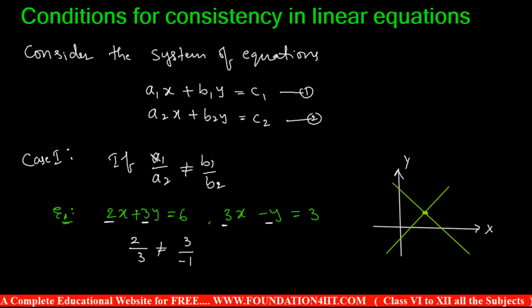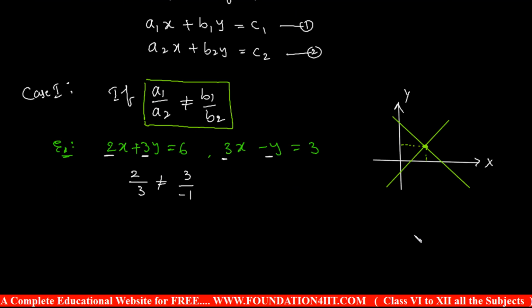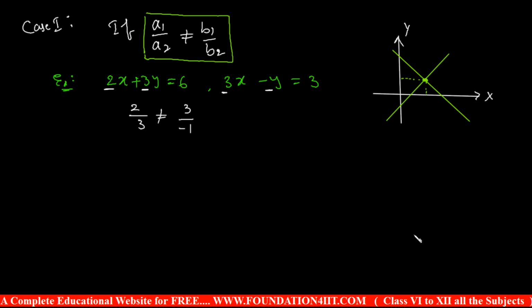So this is the first case. If a1 by a2 is not equal to b1 by b2, then it's consistent, a unique solution. So only one solution you get for this system of linear equations. That will be consistent because there is only one solution, right? And next, the case 2, these are the other two.